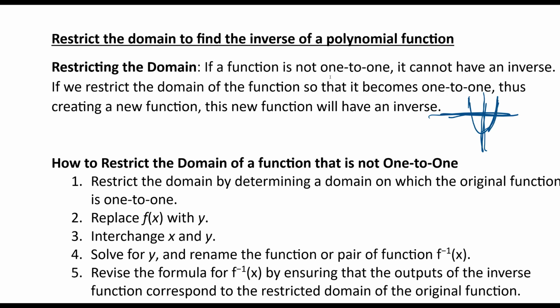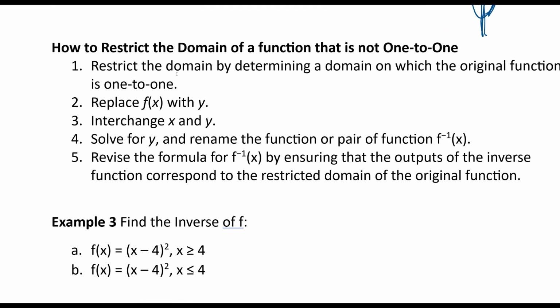So if a function is not one-to-one, as I just described, it cannot have an inverse. If we restrict the domain of the function so that it becomes one-to-one, thus creating a new function, this new function will have an inverse. So how do we restrict the domain of a function that is not one-to-one? Restrict the domain by determining the domain on which the original function is one-to-one. Replace, again, f of x with y, interchange x and y, solve for y, rename the function or pair of functions.